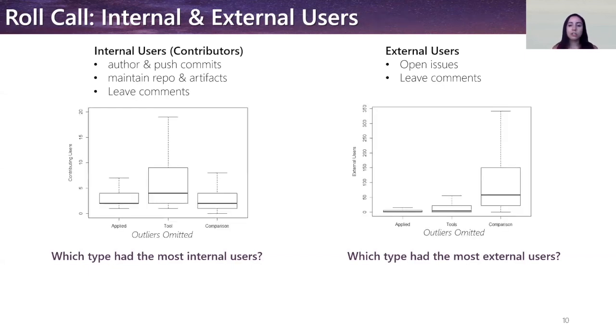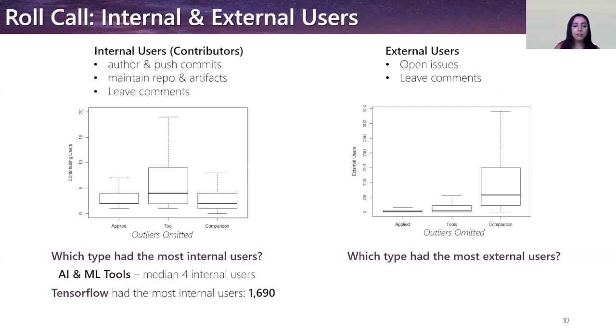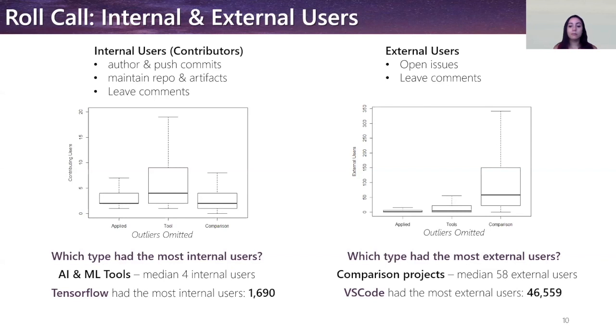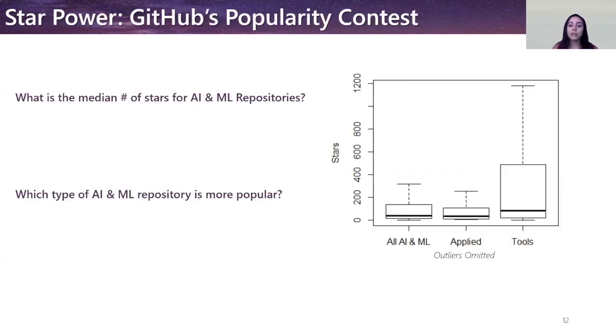And so we looked at the distribution for each repository type of internal and external users. And we found that AI and ML tools had the most internal users. TensorFlow had the most out of anyone, 1,690 contributors. And the comparison dataset had the most external users, with Microsoft's Visual Studio Code having 46,559. Looking at popularity, in this case, we did not do a comparison set because we collected that data by sorting by stars, so that would be biased.